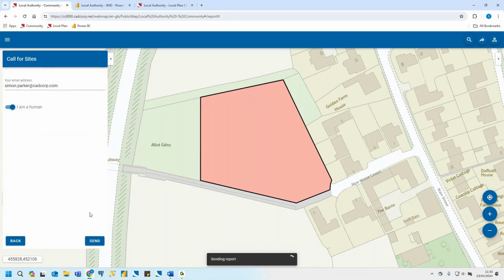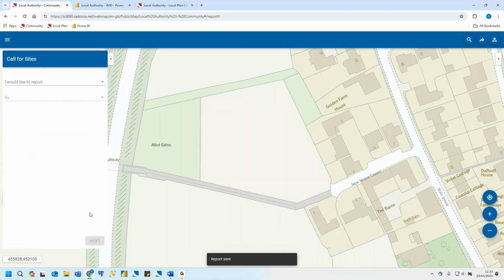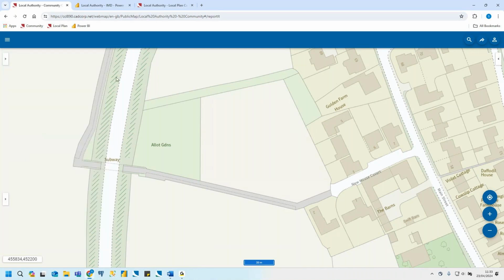So that site has now been submitted to the local authority. The site and the information is stored in a database, which can then be accessed and used for the next stage of the process. There will also be email notifications to confirm that submission, which will be sent to both the local authority and the user who submitted the site. So it's going to be a really simple process and interface that can facilitate that call for site submission.